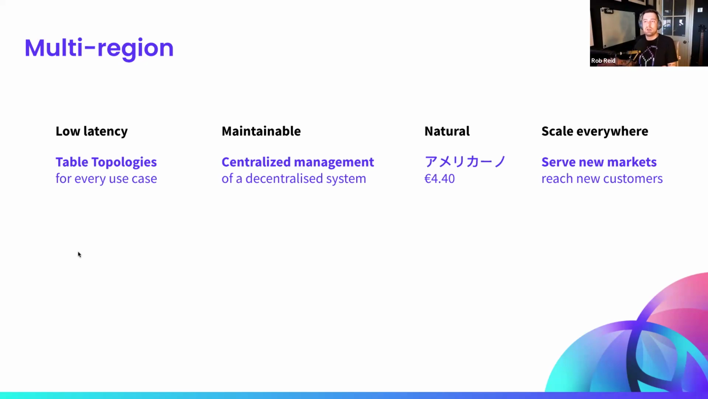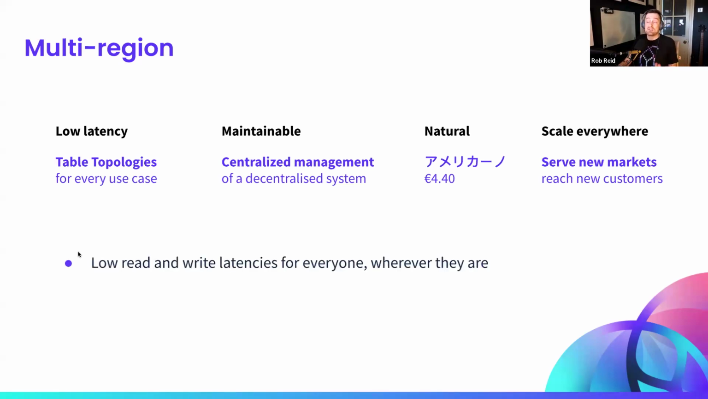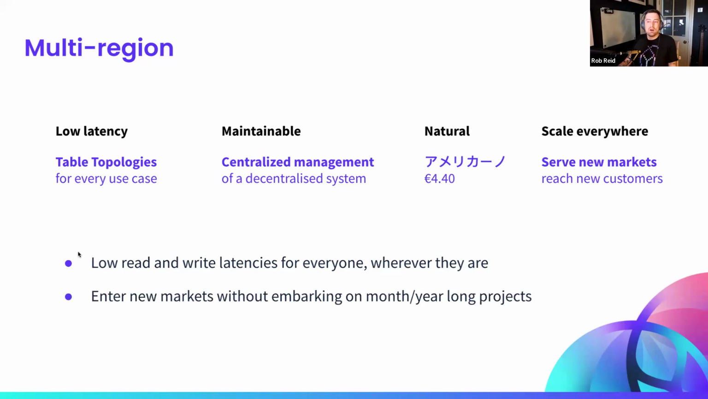It's maintainable. I like to think of CockroachDB as it centralizes the management of an inherently distributed system. It should feel natural. You can configure tables in CockroachDB such that they exist everywhere, which we'll talk about in a minute. And things like translations, that's really helpful. And you can reach new customers really easily. CockroachDB's distributed architecture provides low read latencies for everyone, wherever they are, and can help you enter new markets without embarking on month or year-long projects to do that.